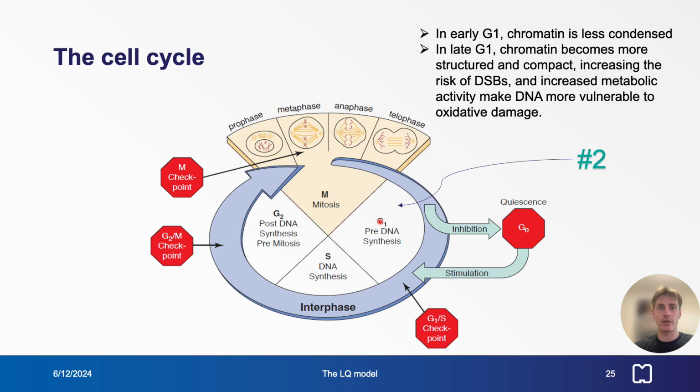Radiosensitivity in this phase depends on the cell's progression within G1, where early G1 is more resistant and later G1 is more sensitive. And this is because chromatin becomes more structured and compact in later phases, which increases the risk of double-strand breaks, and the increased metabolic activity makes DNA more vulnerable to oxidative stress.